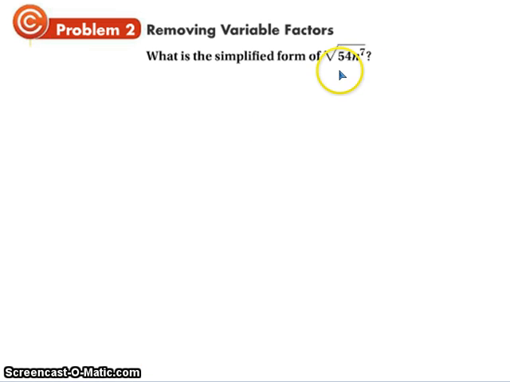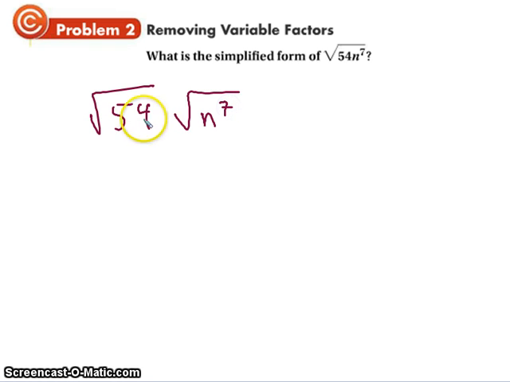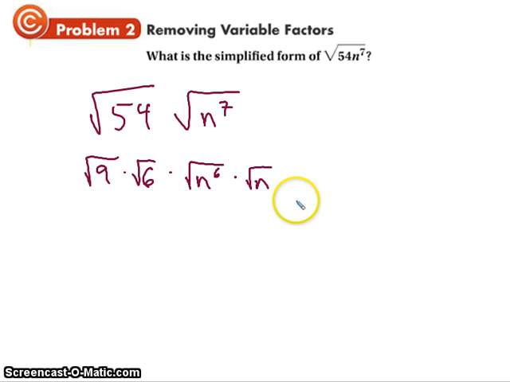Okay, now we also have it to where we have numbers and letters. So I would do the numbers and the letters separate. I think the book does it together, but I'm going to work with the square root of 54 and then the square root of n to the power of 7. So 54 is 9 times 6, so that's the square root of 9 times the square root of 6. This is not a perfect square, so what I need is the exponent to be an even number. If it's an even number, I can take the square root of it. So I'm going to break this down into n to the power of 6 times the square root of n.